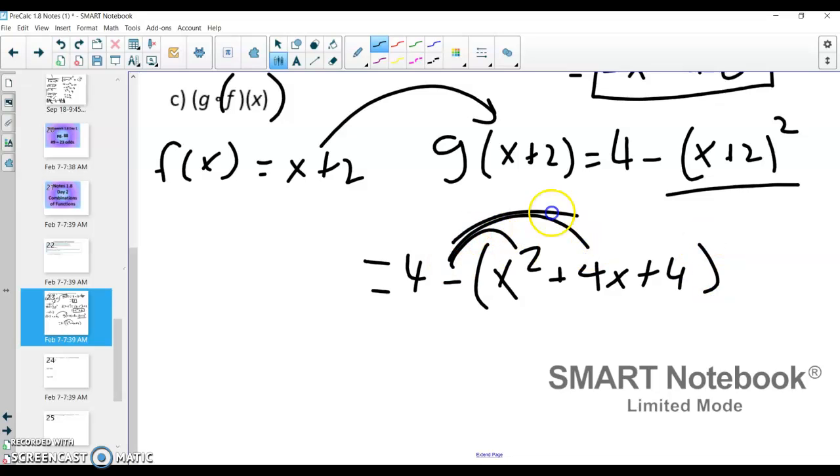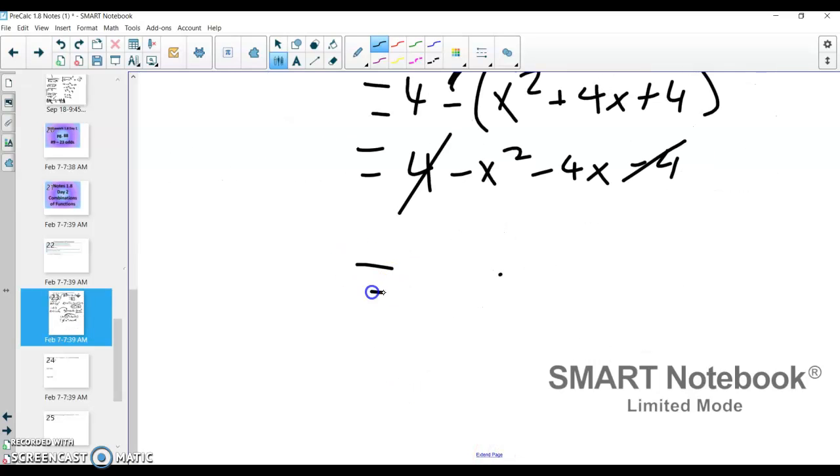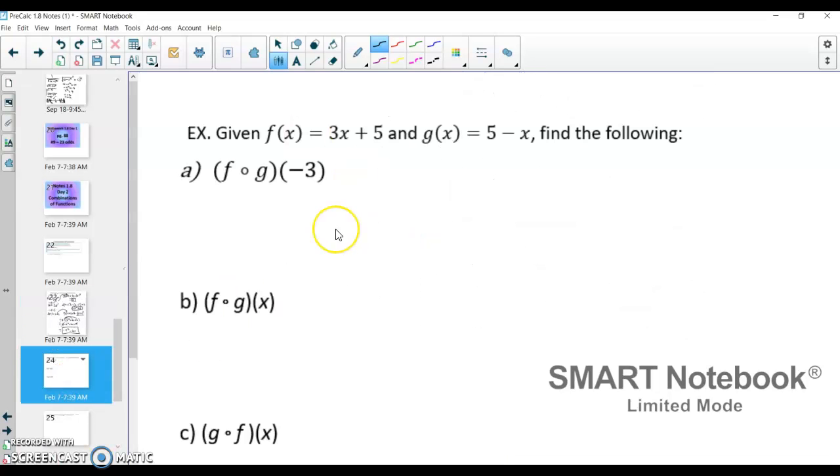Distribute my negative in now. So this is 4 minus x squared minus 4x minus 4. My 4's are going to cancel, and I am just left with negative x squared minus 4x, and that would be my answer there. We will do a couple more here.